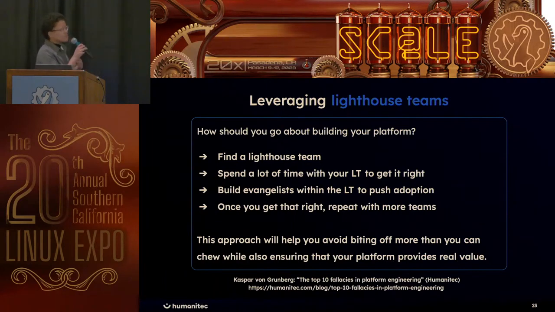You're also going to want to identify evangelists within your team to push adoption, both within the lighthouse team and ultimately within the entire organization. And once you've mastered this, you're going to be able to repeat this with more teams across the organization until the platform is covering everyone that you want it to. The strength of this approach is that it helps you avoid biting off more than you can chew, or building a platform that's so big that it's overwhelming and unable to be finished, while at the same time making sure that your platform provides real value from day one that you start building it.